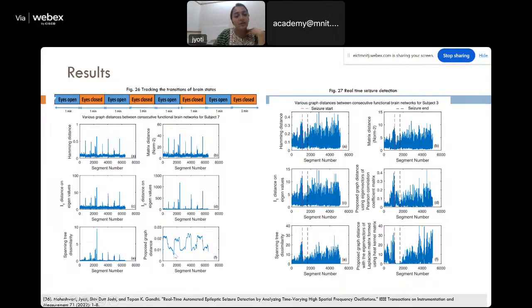and this is the result of our proposed graph distance. But if we compare this with the existing graph distances, the first is Hamming distance, which sees how many structural changes are required in order to transform one network into another. Second is matrix distance, which is just finding the norm 2 between edge-weight matrices of consecutive frames. The third is L1 distance on eigenvalues, then L2 distance on eigenvalues, and then spanning tree dissimilarity.